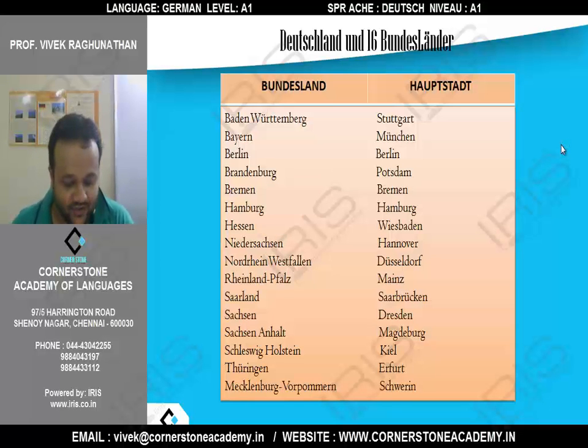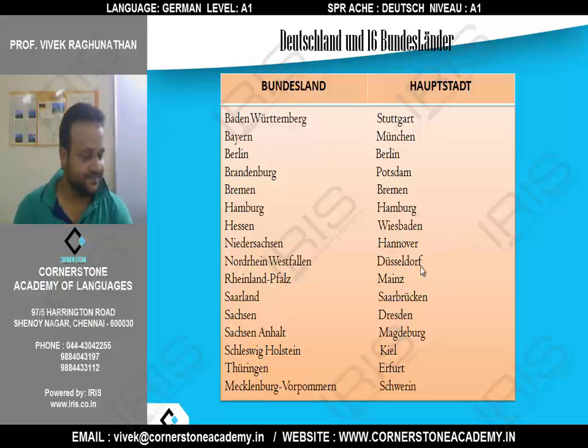So, Deutschland und 16 Bundesländer. On the left is the Bundesland, on the right, Hauptstadt. So what are the states? Baden-Württemberg, its capital city is Stuttgart. Bayern, capital city is München. Berlin, Berlin. Brandenburg, Potsdam.